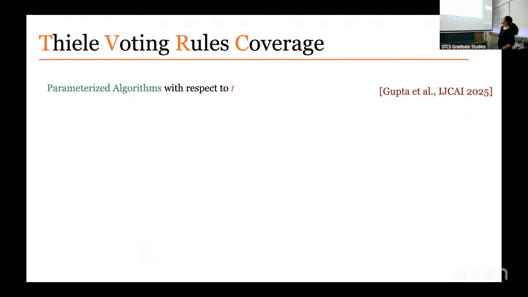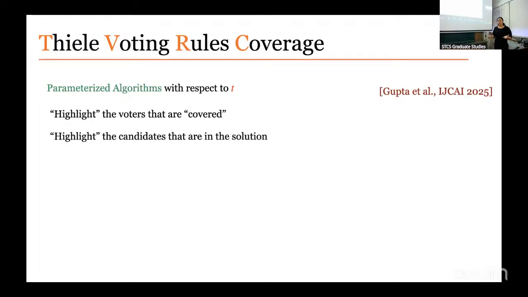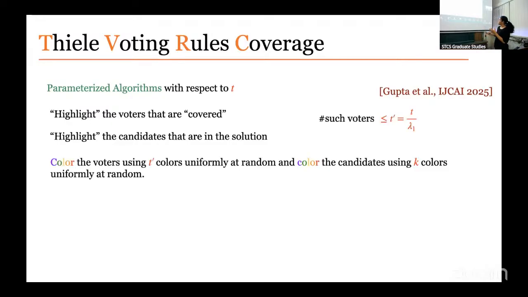Okay. So we will just quickly look at it just to understand the frame, the algorithmic technique, and it's a very simple randomization algorithm. What we want to do is highlight the voters that are covered, and also highlight the candidates that are in the solution.